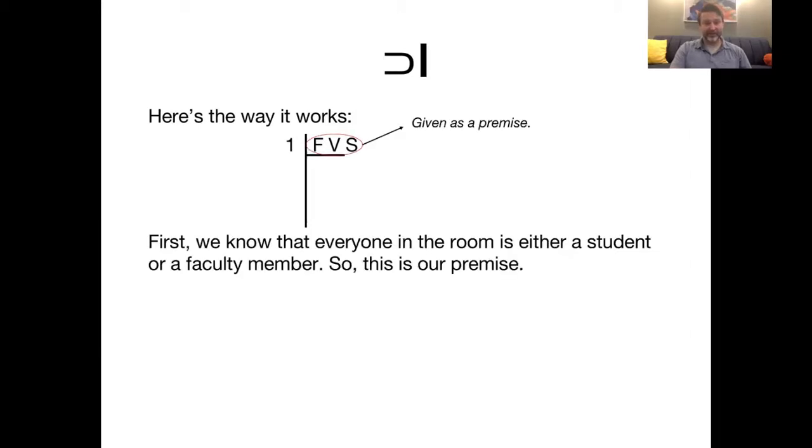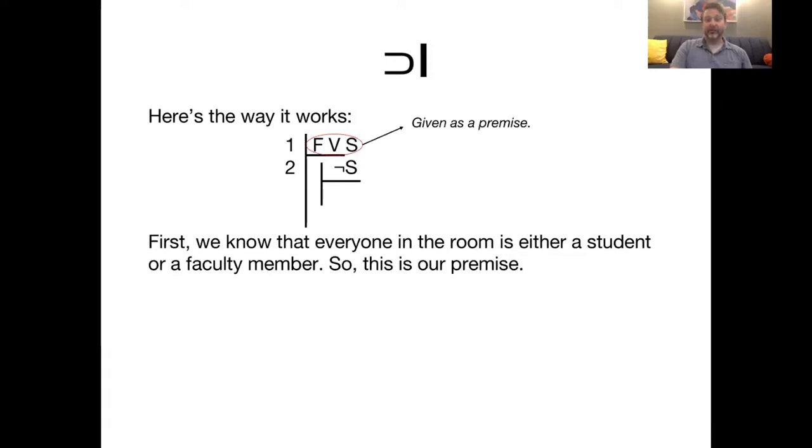Okay, so let's look at this rule in formal representation, as it would be formally represented. So here's the way that it works. So again, at step one, we might have some sentence. Let's say F or S again, to stick with our example. So this is our given premise. Again, we know that everyone in the room is either a student or a faculty member.